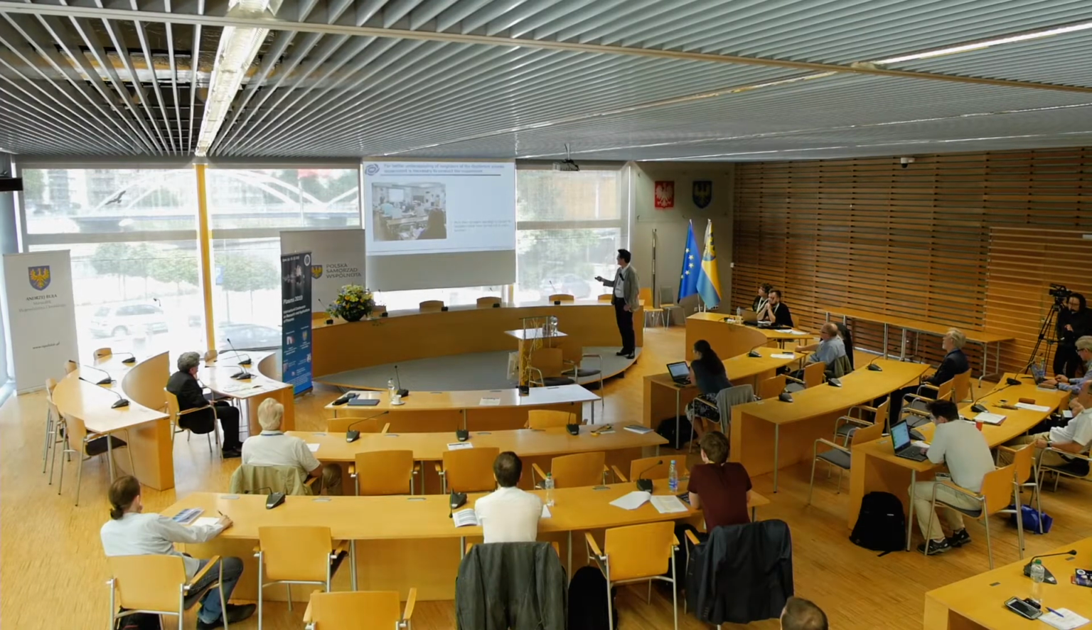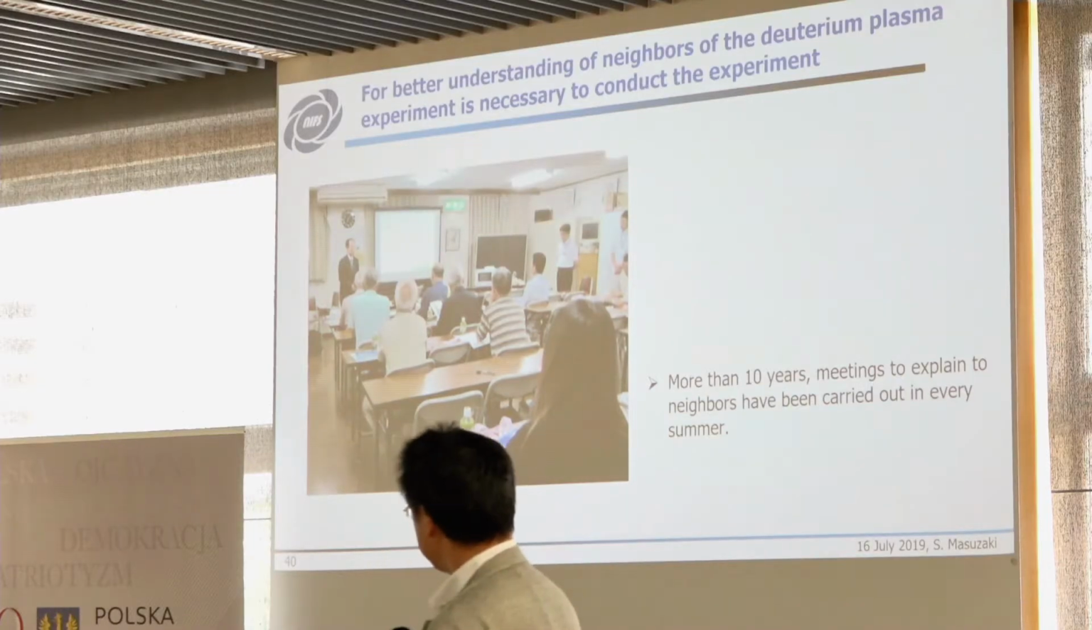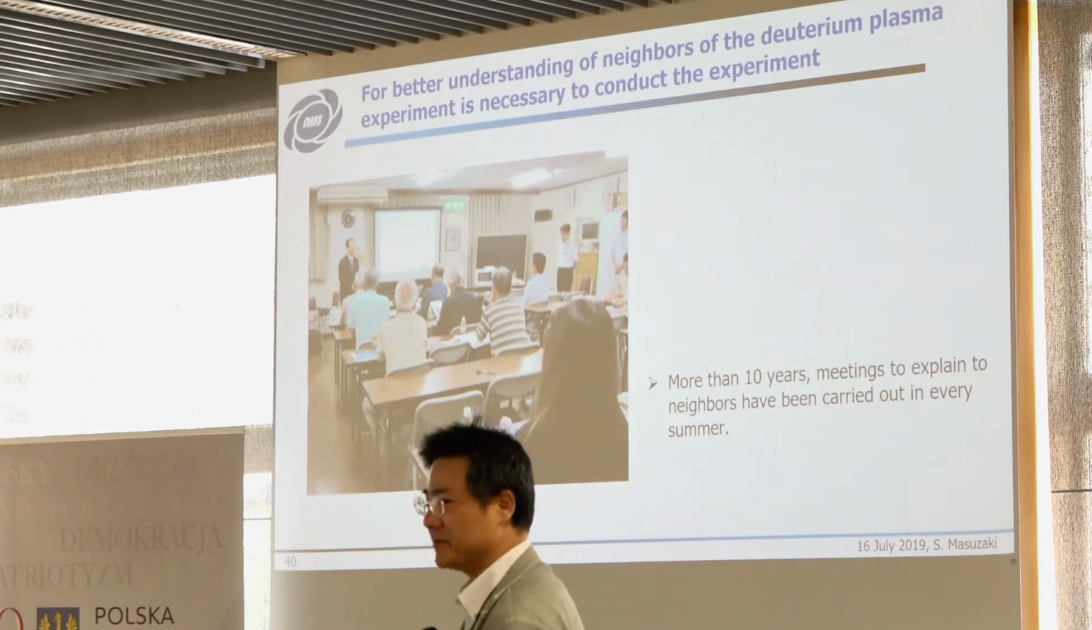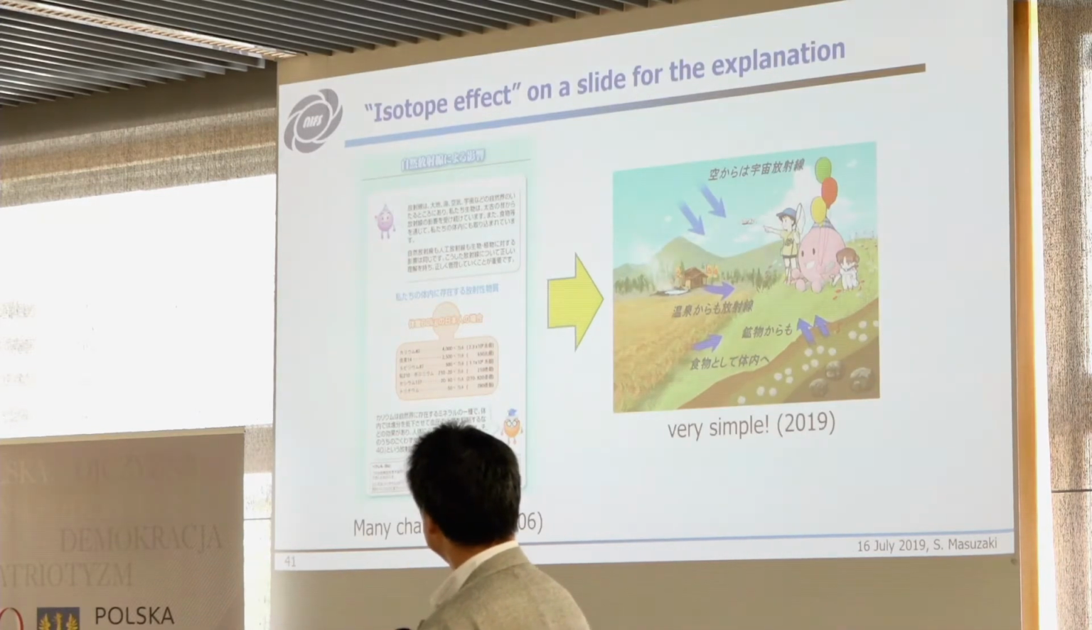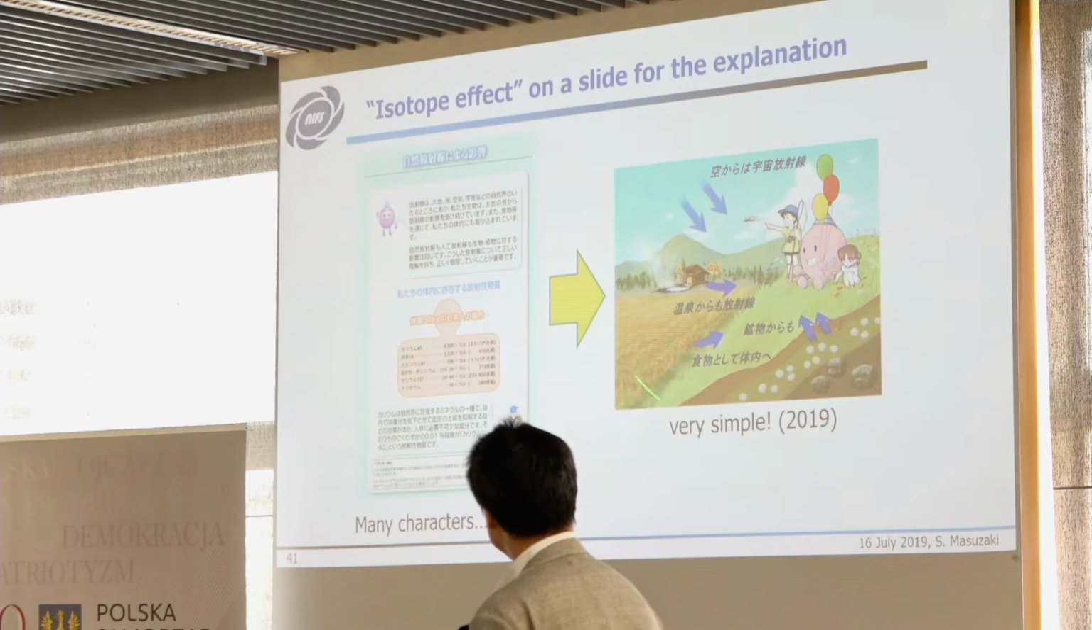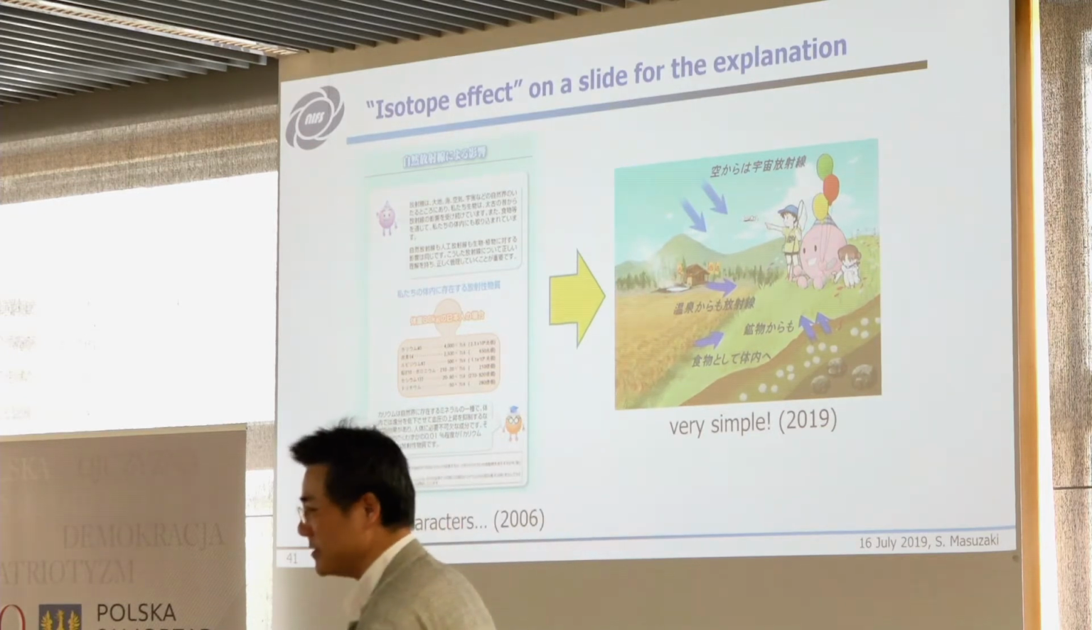for a very long time. More than 10 years, meetings to explain to neighbors have been carried out every summer in many places. And as a result, our ability to explain has improved. This is also the isotope effect slide for the explanation. This was 13 years ago, so many characters, but nowadays it's very simple. So this is better for understanding for neighbors. Thank you.